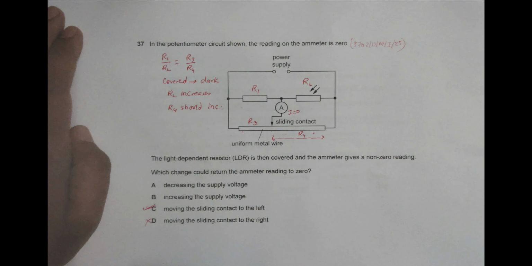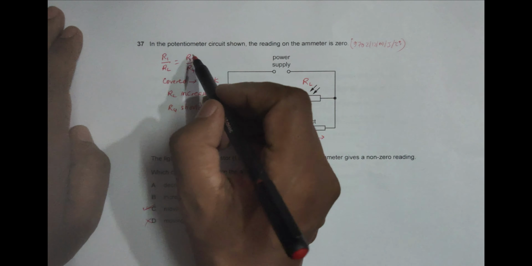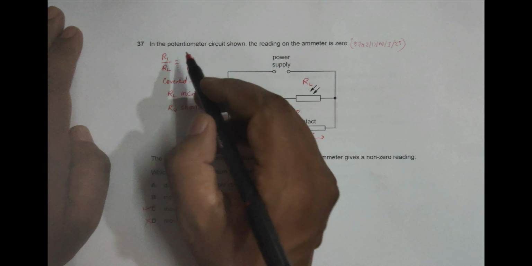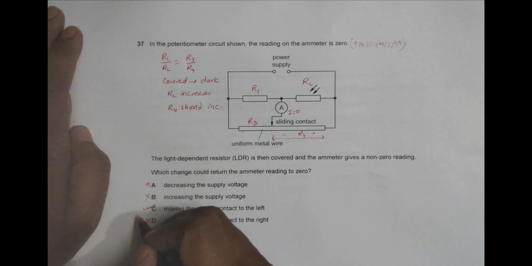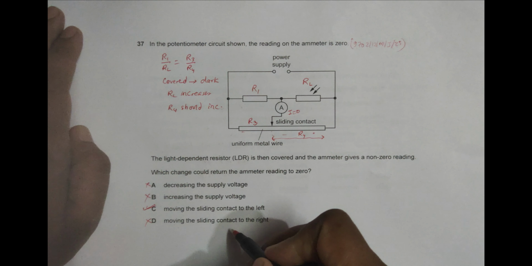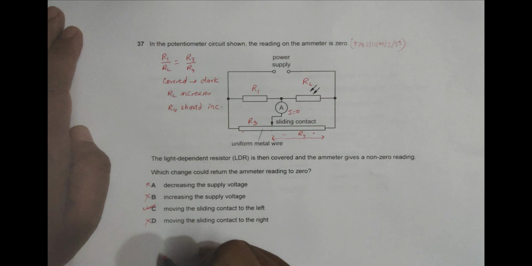Correct choice, incorrect choice. And next is about the supply voltage. So whatever the supply voltage is, it is not affected. So these two things are not going to affect it in any case. So C is the correct choice.